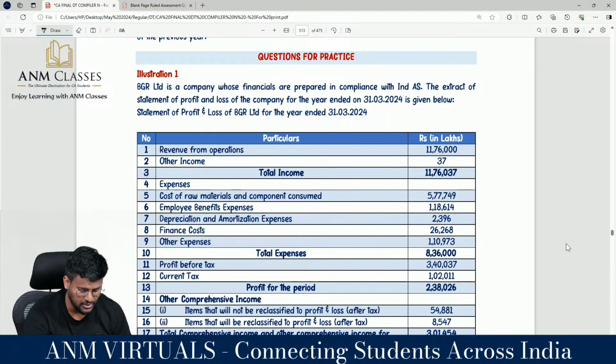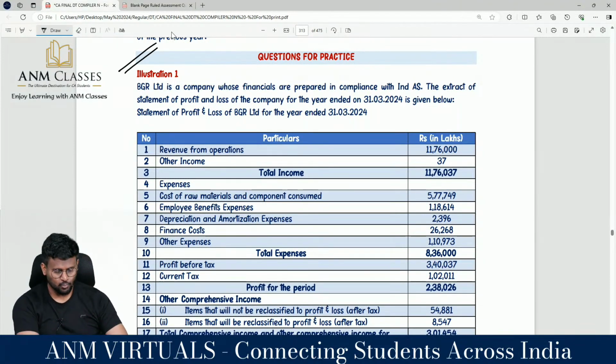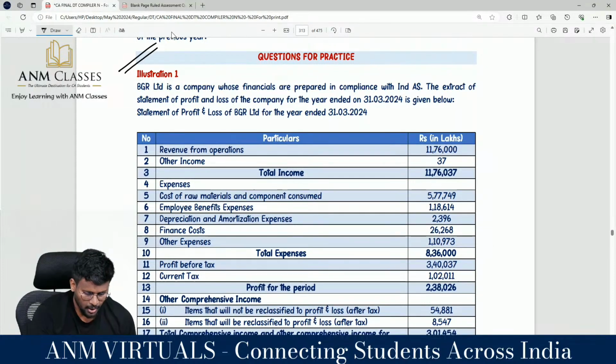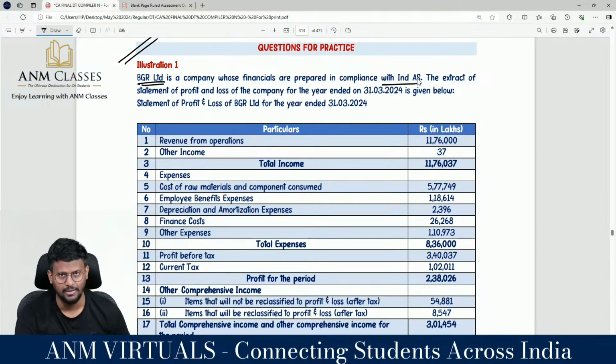I will be doing one question from Ind AS MAT. That part is a C category part. If you want, you can go through it once. I have included it in the material. That's it. BGR Limited is a company whose financial statements are prepared in compliance with Ind AS.